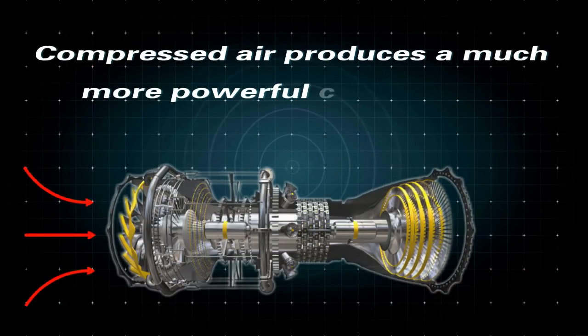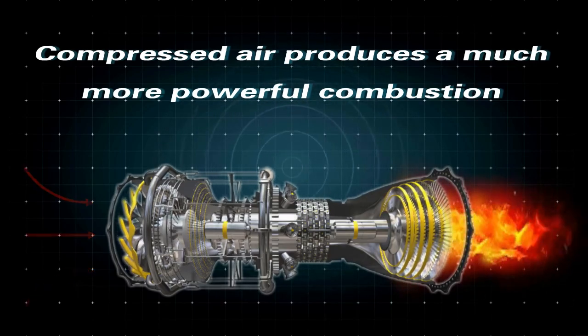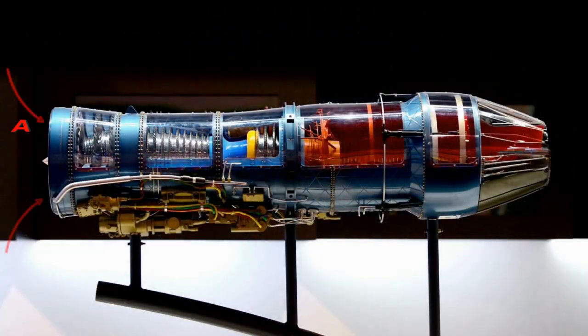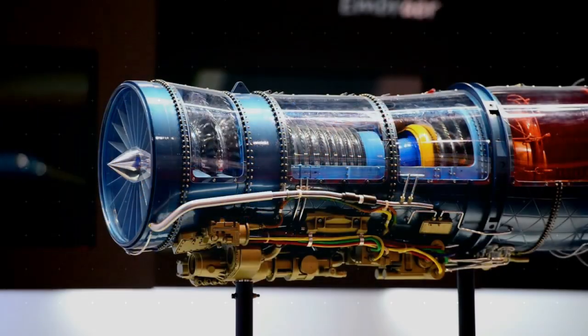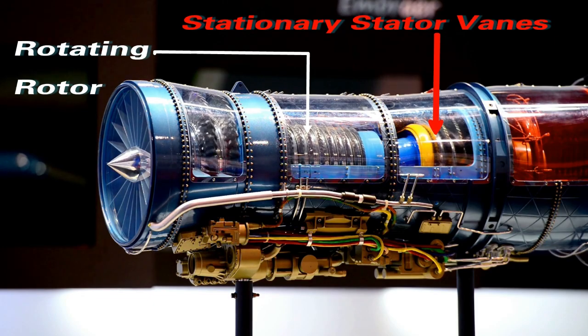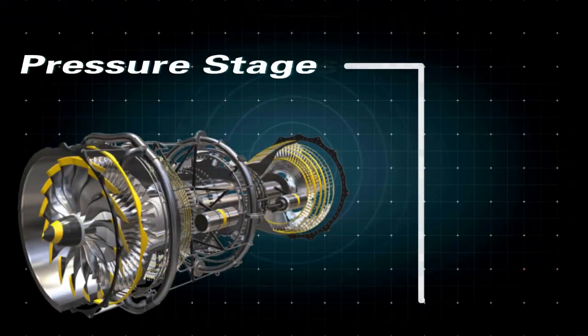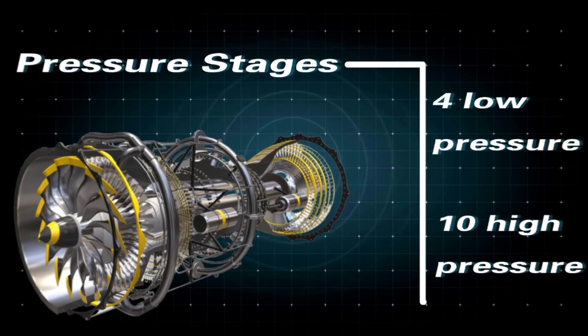The compressor. In comparison to engine size, compressed air produces a much more powerful combustion reaction. Compression occurs in stages, forcing incoming air into a narrower and narrower chamber. A single compressor stage is made up of a rotating rotor and a ring of stationary stator vanes attached to the core casing. There are 4 low-pressure stages and 10 high-pressure stages in this compressor.